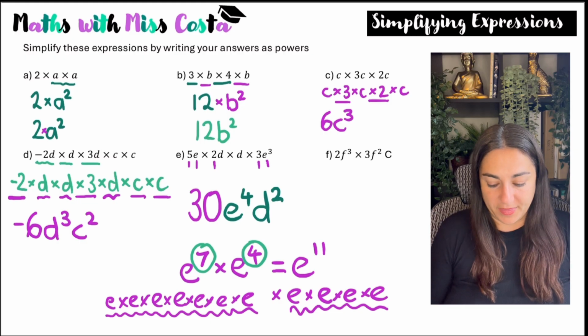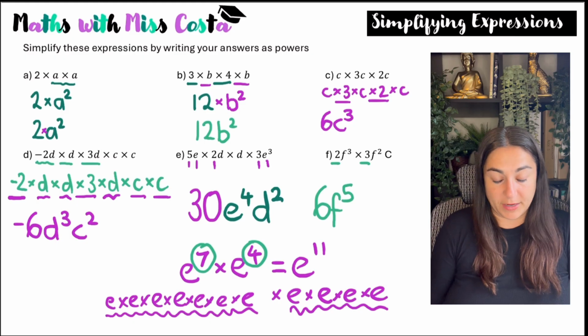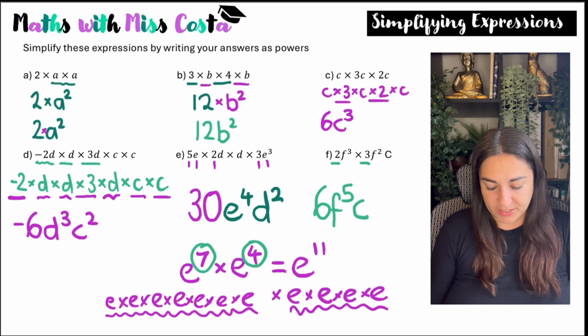So let's apply that logic to here. So I've got 2 times 3, which is 6, and then f cubed times by f squared. So that would become f to the power of 5, because 3 plus 2 is 5. And then it would just be C.